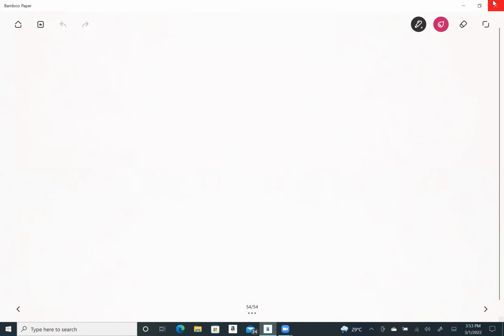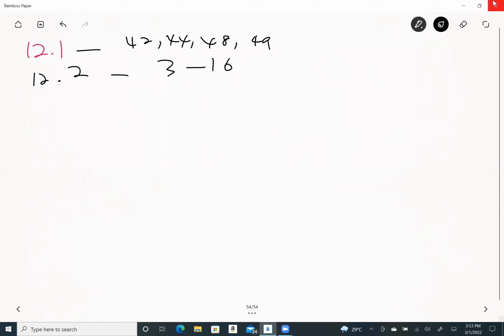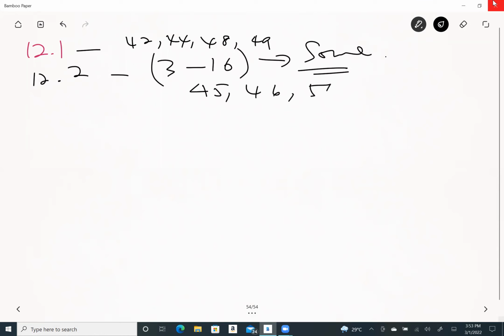Question 12.1. I give you some questions already, but now I'm giving you applications, all right? Application, do 42, 44, 48, and 49. And 12.2, I will let you do from 3 to 16. Okay, here you don't have to do all, do some. I know you will do until you feel comfortable. And then the applications, I will let you do 45, 46, and 50. And also 12.4, which is on the application, I will let you do 1, 2, 18, 19.